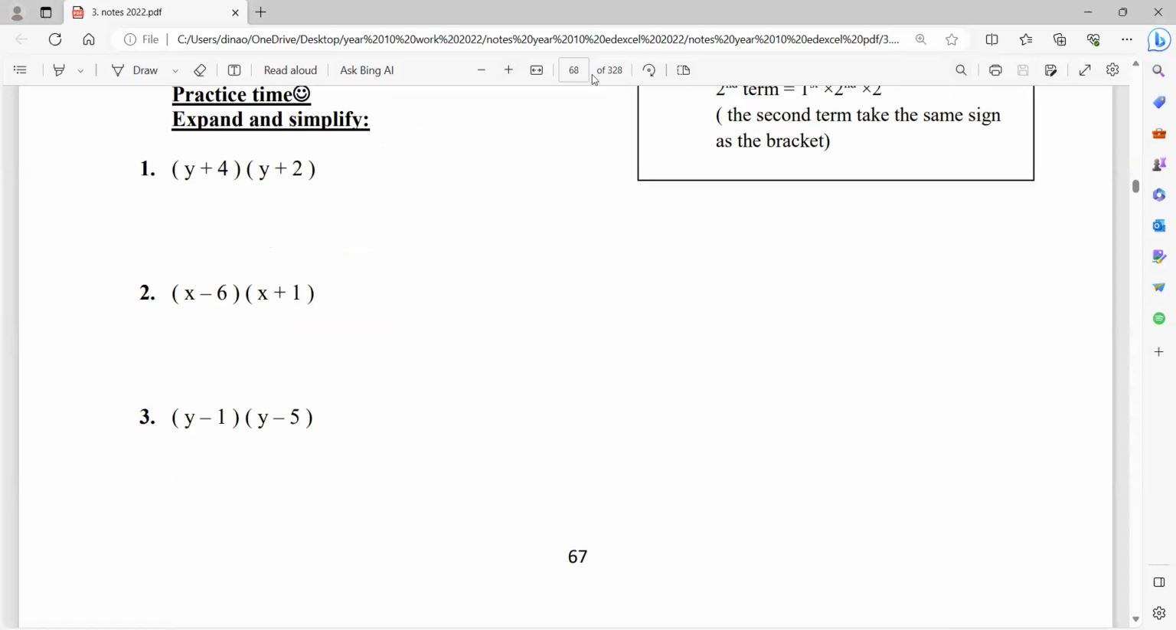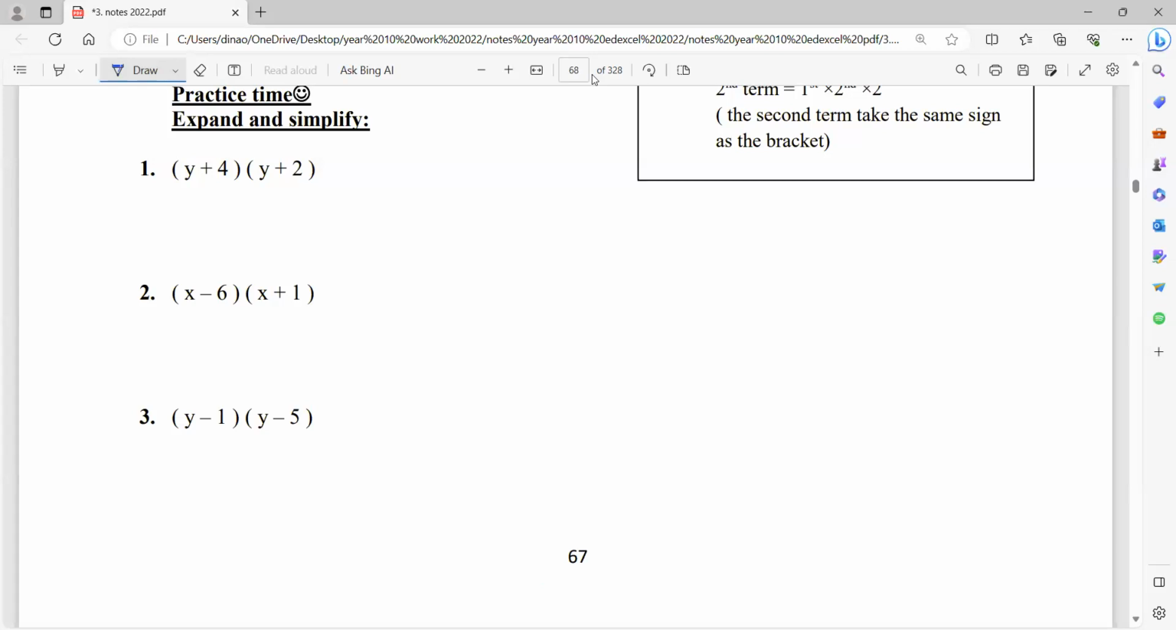So if you please open my notes to page number 67, or if you do not have the notes, you can just refer to the video and write the examples anywhere in your copybook. So if you're using my notes, as you can see, this is page number 67.